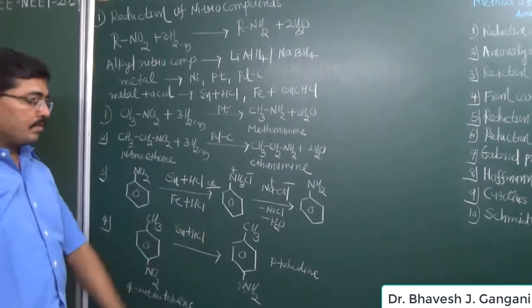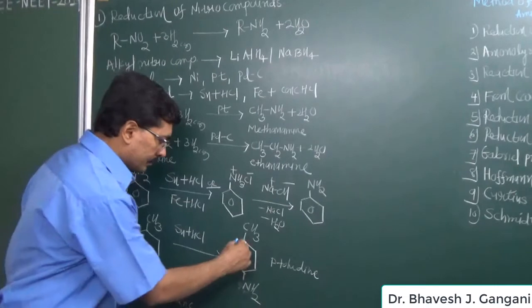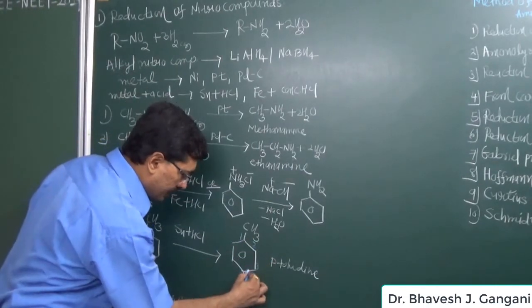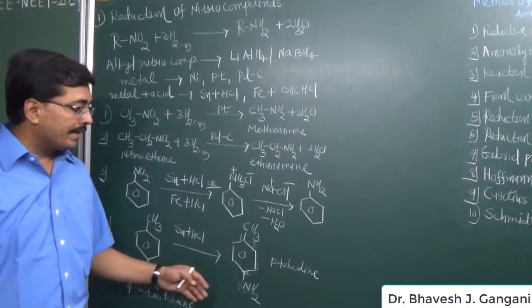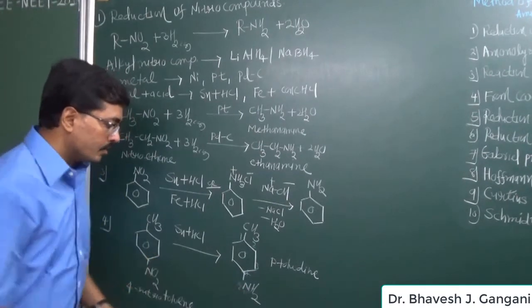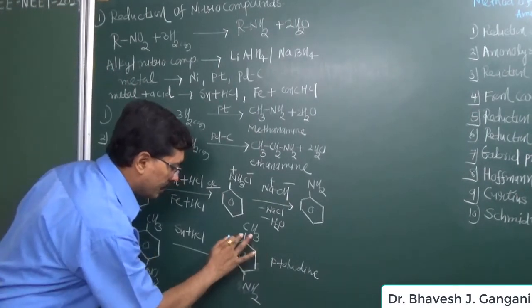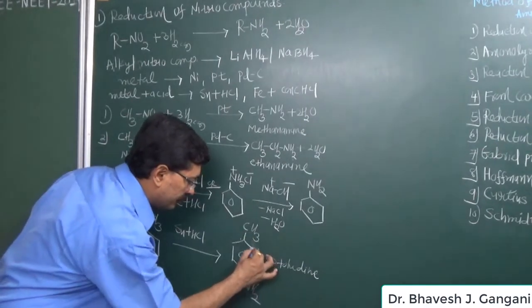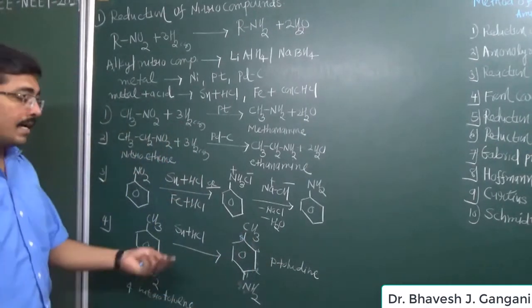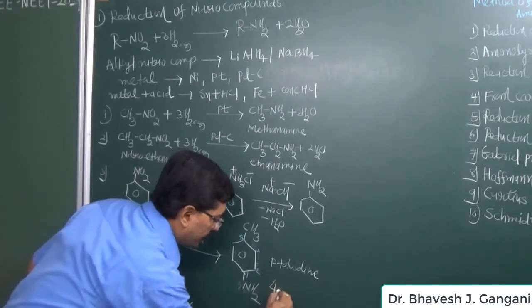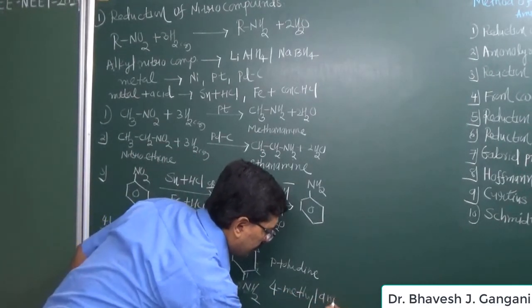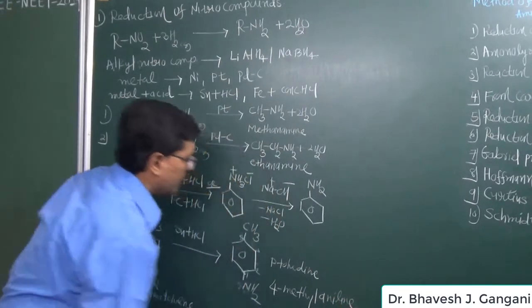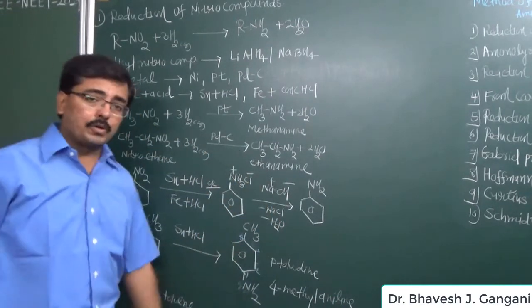But the IUPAC name of this structure one can give in this way: the amino group is present in the 4th position, and the highly reactive group is amine. So a variety of names one can give. It is known as 4-methyl-aniline, or it is also known as para-aminotoluene.